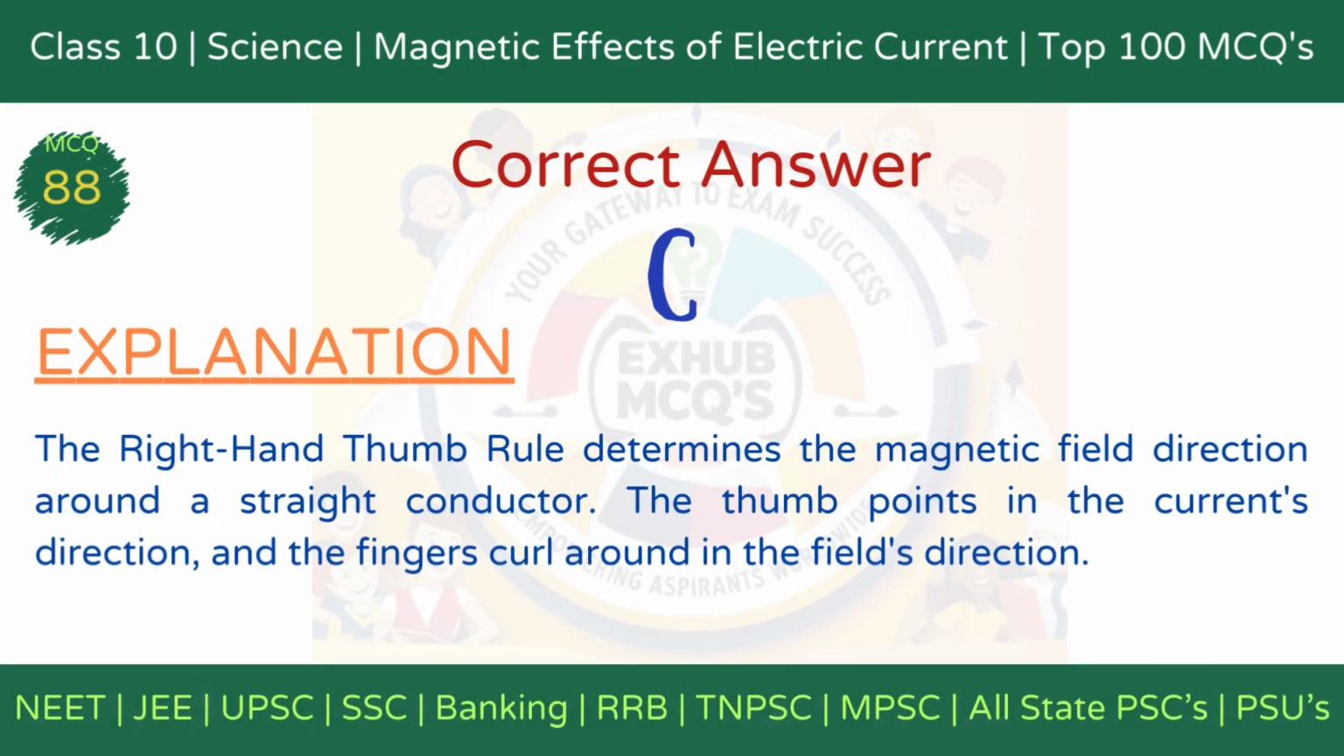The correct answer is option C, by right-hand thumb rule. Explanation. The right-hand thumb rule determines the magnetic field direction around a straight conductor. The thumb points in the direction of the current, and the curled fingers indicate the magnetic field direction.